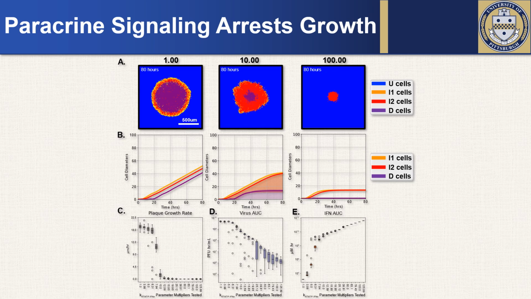From our previous work, we know that paracrine or cell-to-cell signaling can have a dramatic effect on the outcome of an infection. We explored this in the spatial model by increasing the efficacy of the JAK-STAT paracrine signaling pathway, as governed by STAT-P's activity parameter. To assess the impact of STAT-P activity on the dynamics, we simulated plaque growth with higher STAT-P activity over a range while recording several metrics. A shows the plaques at 80 hours post-infection for the baseline, 10 times and 100 times higher STAT-P activity. 10 times activity is enough to arrest plaque growth, and elevating further results in smaller overall plaques.